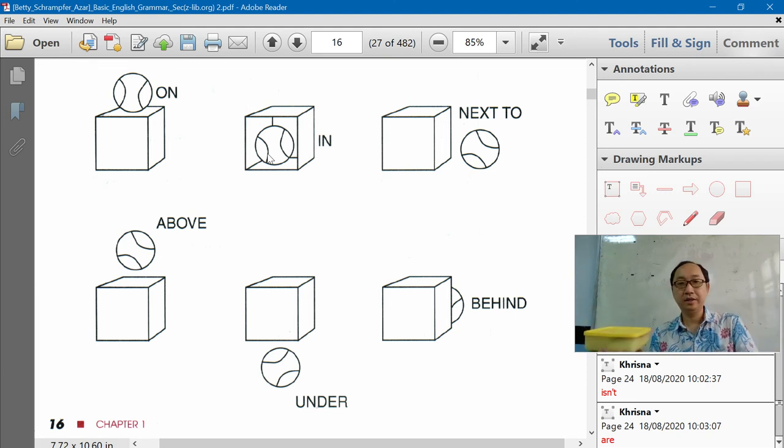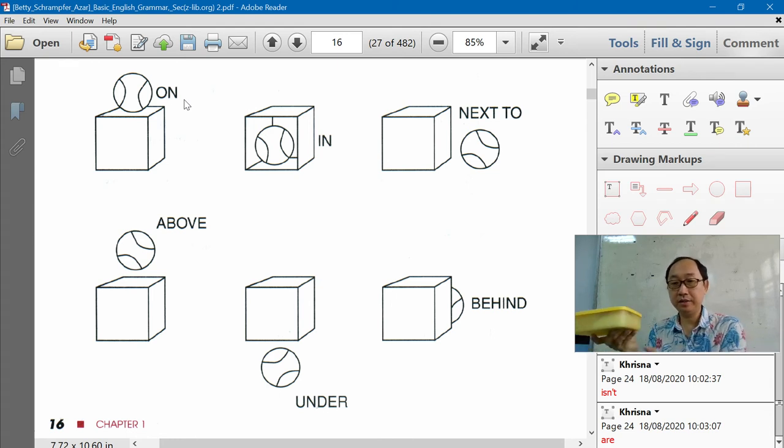And then it's in. I open this. And then a banana is in the box. It's in the box. Close it. It's in the box. And then I put this out. Surprise. Okay, I close this.